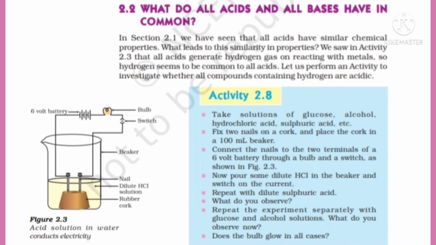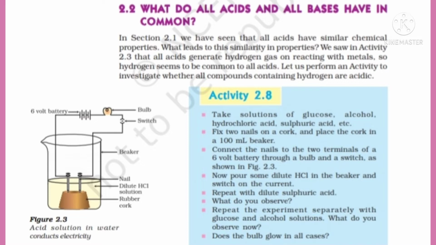We can say that all acids form hydrogen ion or hydronium ion after adding water. This is most important. On addition of water only, acid forms ions. In concentrated acid, no more water is added, so no more ions are formed. How will you prove that dilute solution has ions? Activity 2.8 helps you to identify whether the solution has ions or not.